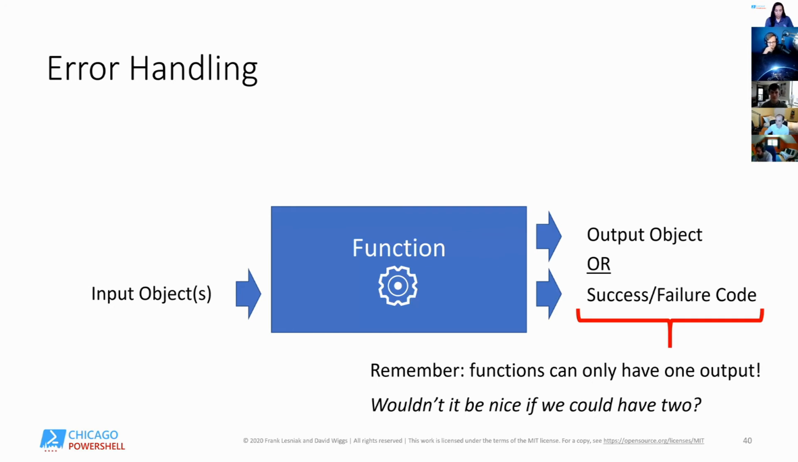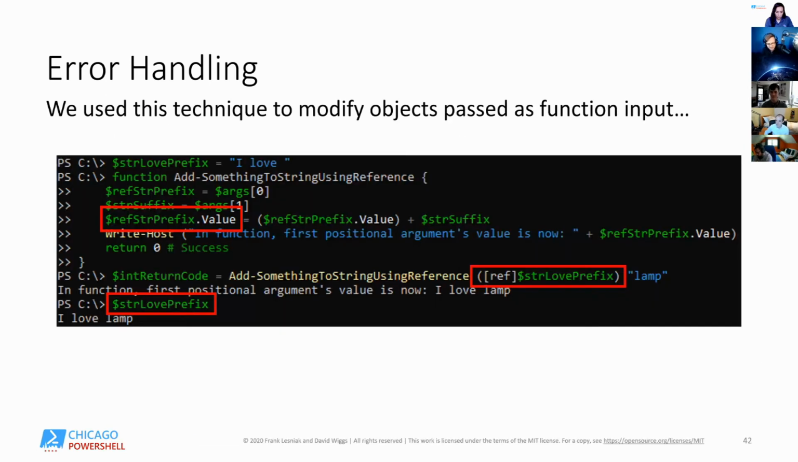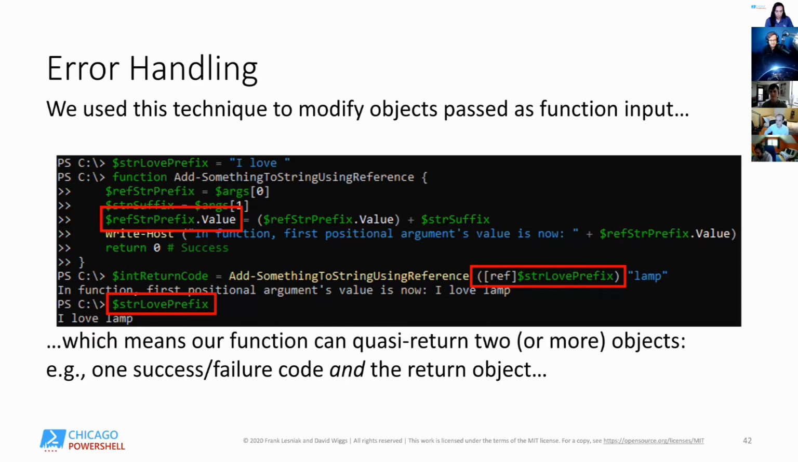So remember earlier, we talked about passing by reference, with my I love lamp example, that was pretty cool. What if we use that same technique to modify objects that were passed as input? Doesn't that mean we can get two or more objects coming out of our function? For example, a success failure code and the return object itself, that would be nice.